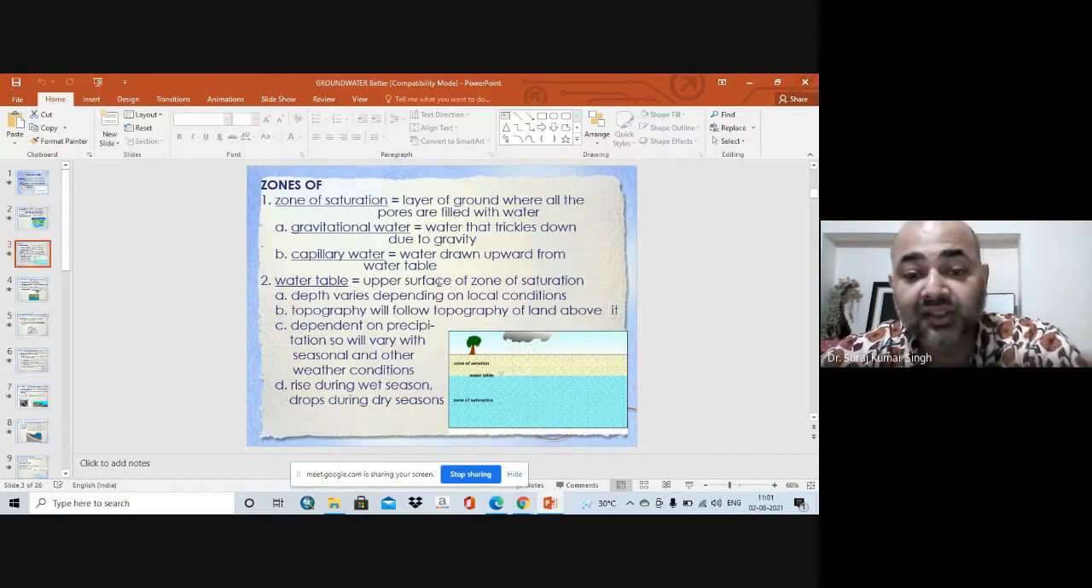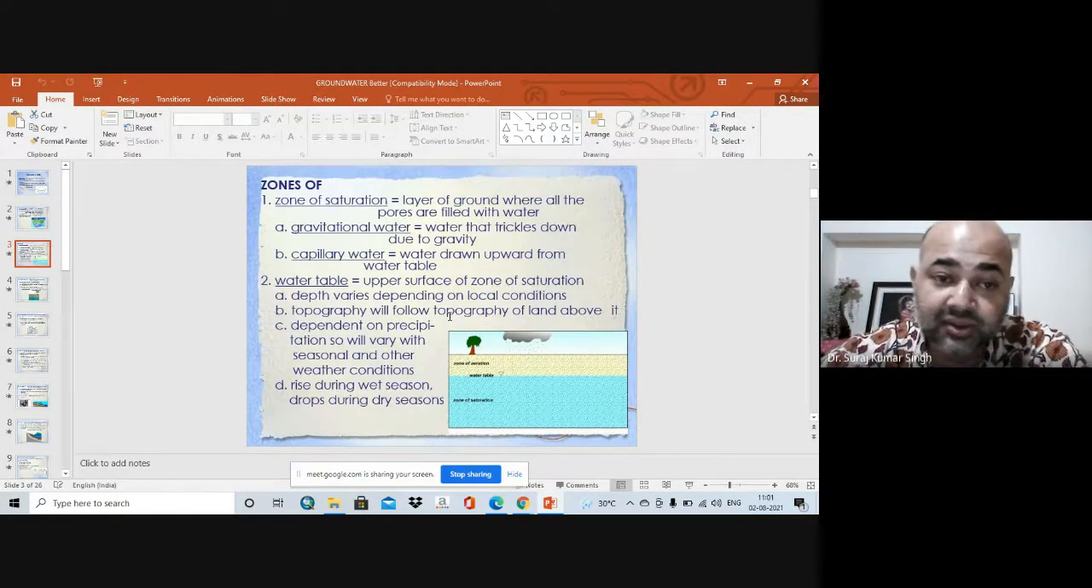So there are various forms or zones that have to be studied whenever you are studying the underground water table. So what are the different kinds of zones? One is the zone of saturation. Here you can see in the diagram that the zone of saturation is fully filled with water, and in the zone of aeration there is a possibility of infiltration.